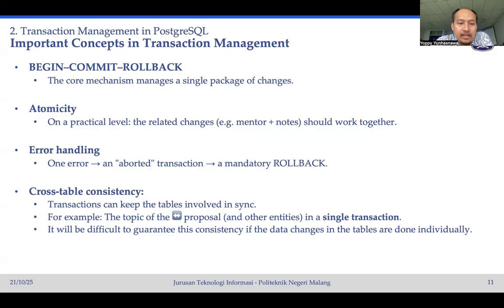And also cross-table consistency. Transactions can keep the tables involved in sync. For example, the topic of the proposal and other entities in a single transaction. I think there is some mistranslation in these sentences. What I mean is that if you are doing some operations that involve more than one table, for example, three tables.